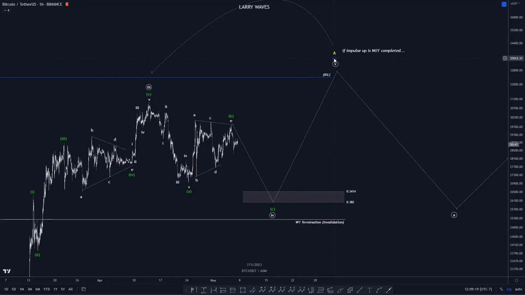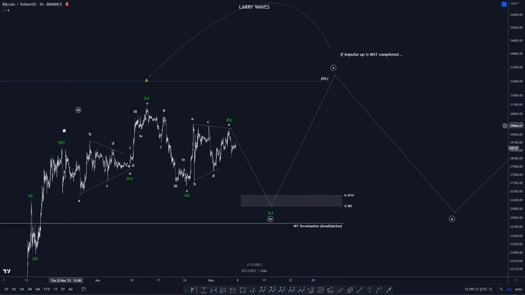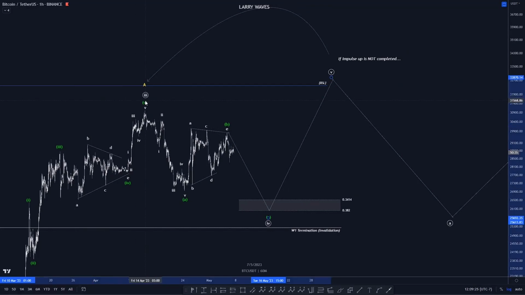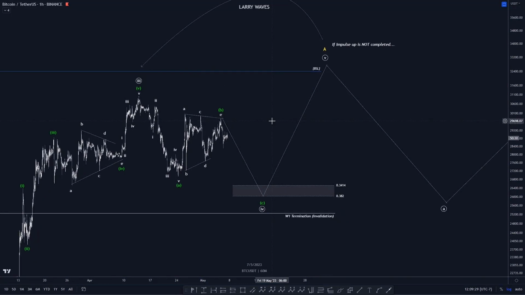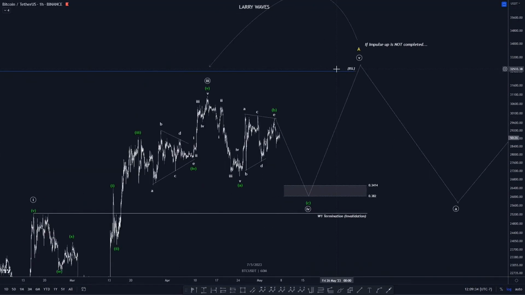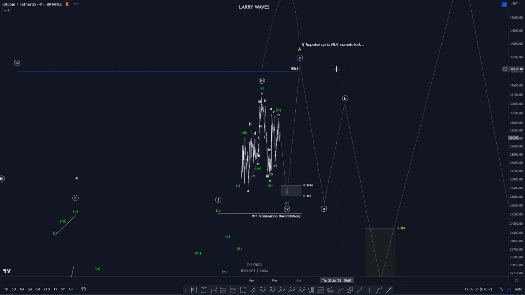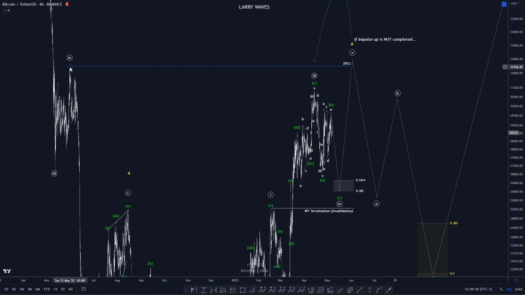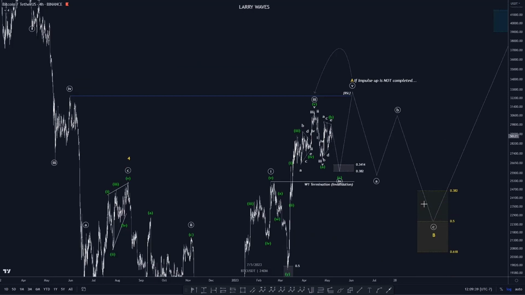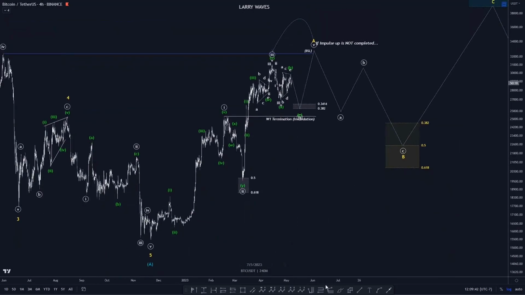Either we can say this A wave is completed and do the same thing, move this 3 down and keep doing that. Or we can say it's not completed. It still has one more push up where it basically just takes this high right here, this high that was recreated, where we have a 1, 2, 3, 4, 5.